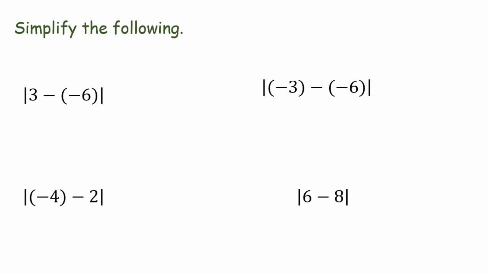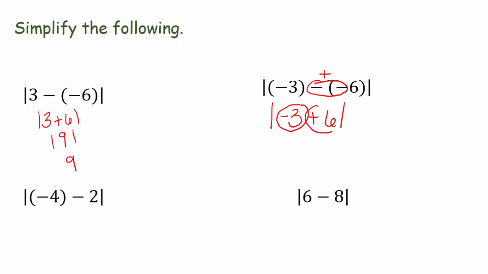So minus a negative becomes plus, so that's 3 plus 6. Absolute value of 9 is 9. Minus a negative becomes a plus. Absolute value of negative 3 plus 6. Circle the sign that goes with the number. Signs are different. I find the difference. I have more positives. Absolute value of positive 3 is 3.